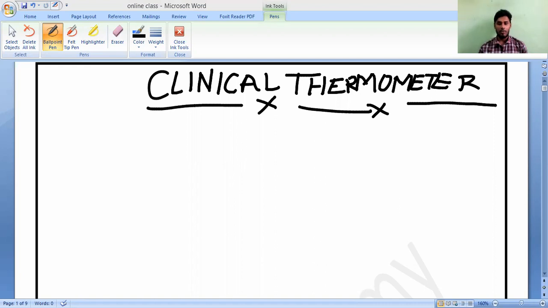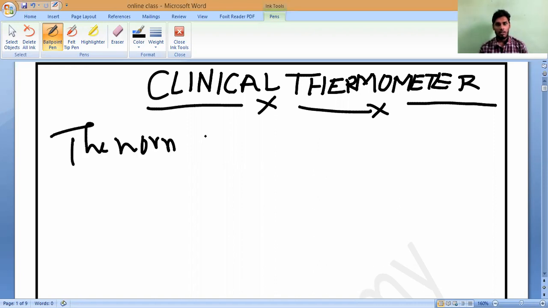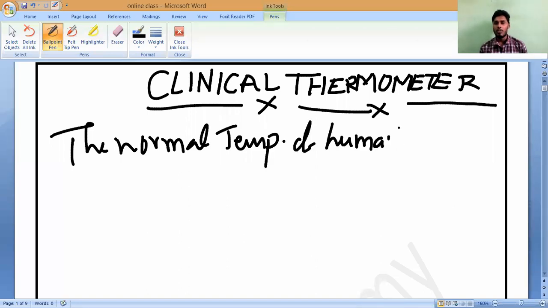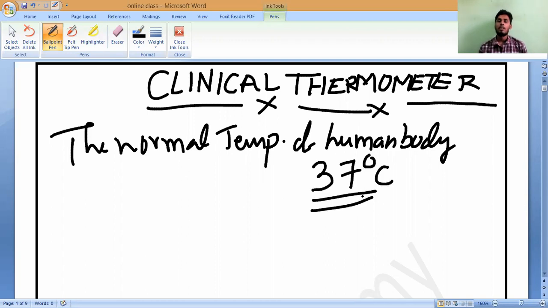So what is the normal temperature of the human body? Can you say? The normal temperature of the human body, in my body or your body, is equal to 37 degrees Celsius. What is that? 37 degrees Celsius.